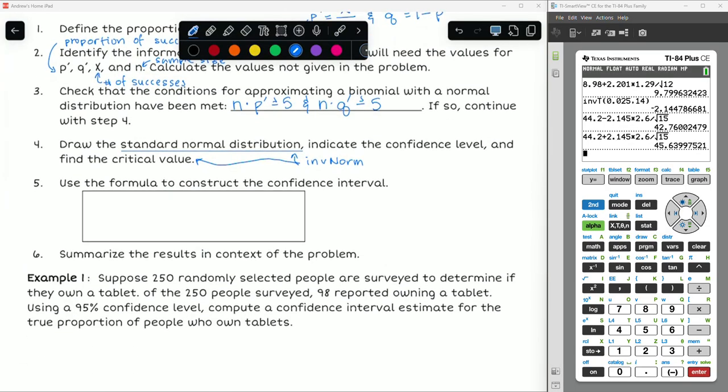The formula for the confidence interval is very similar. It is the population parameter that we are estimating, and we're using the best point estimate we have for it, which is the sample proportion, plus or minus our critical value times our standard error. And in a previous video we saw that the standard error for a confidence interval where I only have sample data is the square root of p prime times q prime over n.